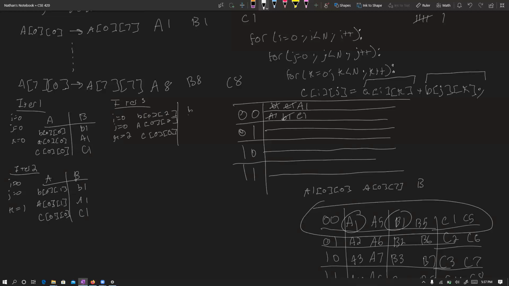So this is B1, A1, C1. So we evict A1 for B1. We evict C1 for A1. And we evict B1 for C1. It's almost like they swapped. So this is going to keep going around for each iteration. And if you were following along, we totaled up 3 more misses.